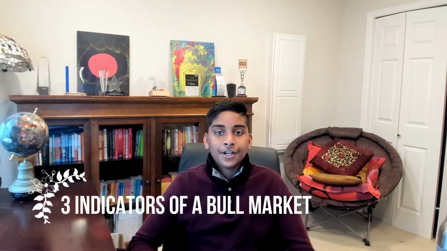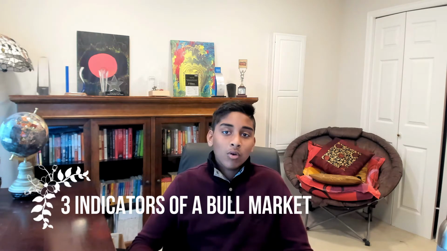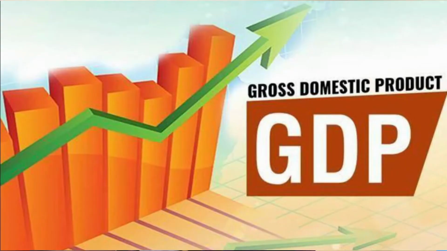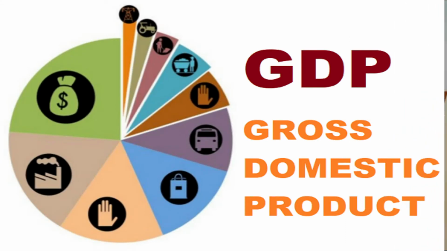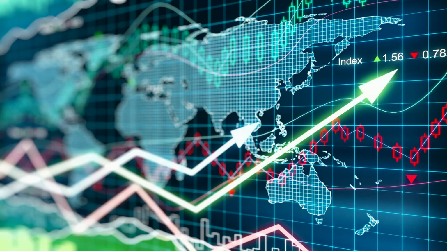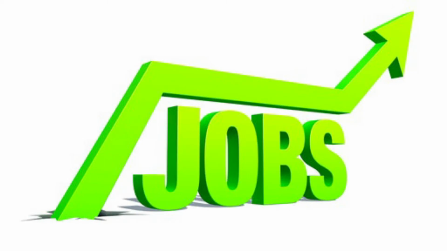These are 3 indicators of a bull market. Number 1, the GDP in a country rises. GDP stands for Gross Domestic Product. This is the monetary value of all goods and services of a country. Number 2, rise in stock prices. And lastly, increase in jobs.